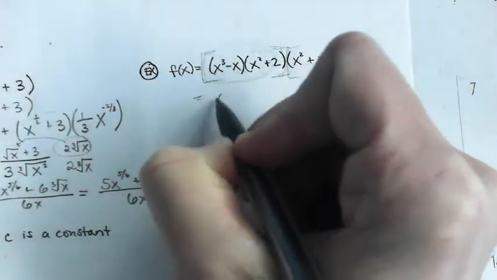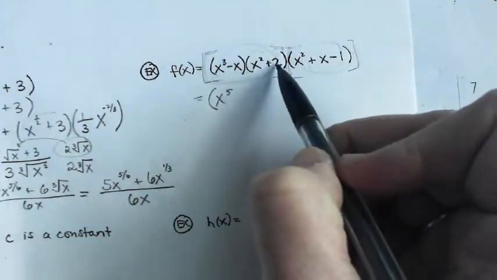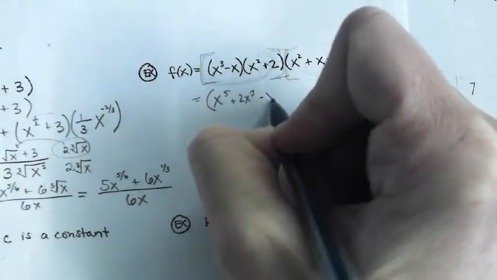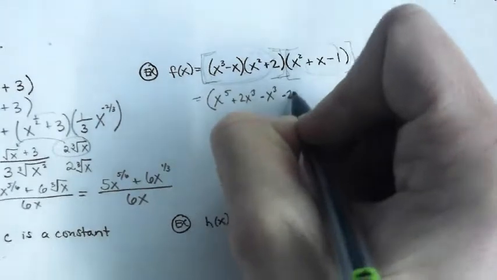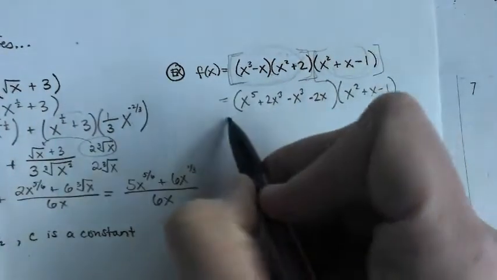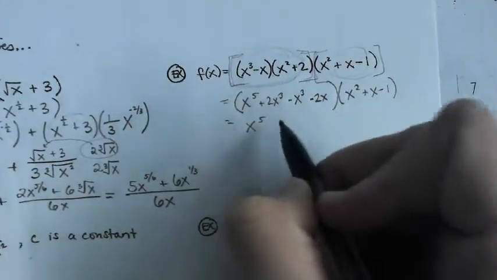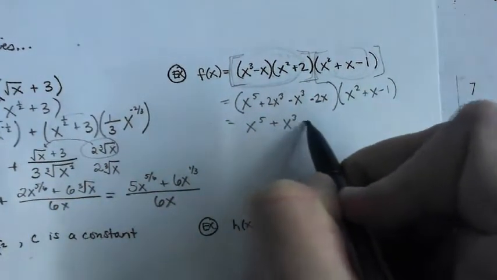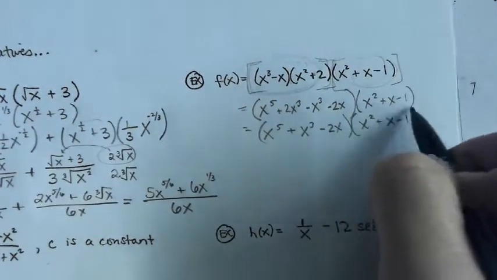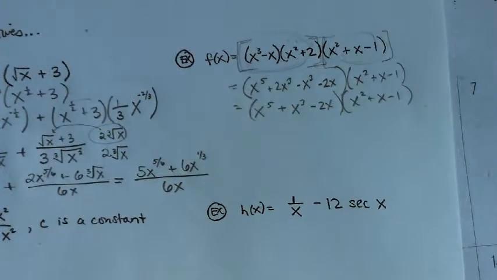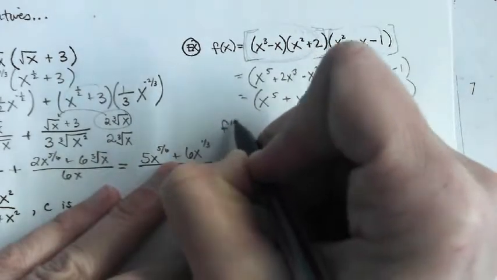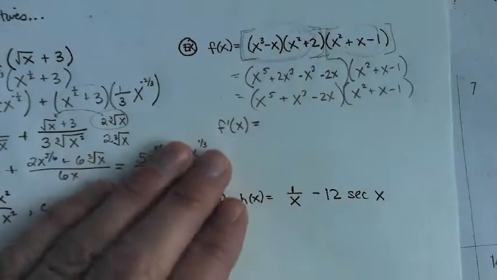So that would be x to the 5th plus 2x cubed minus x cubed minus 2x. And then just combining like terms, that would be x to the 5th plus x cubed minus 2x. Now the product rule is still long, but it's not as confusing. You don't have product rules within the product rule.